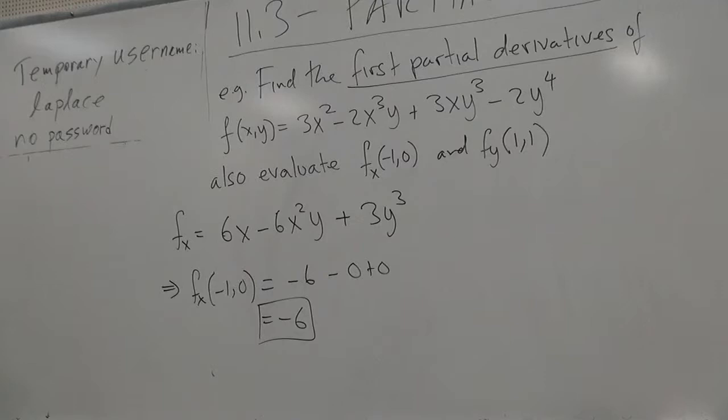Okay, what's fy? F sub y, or partial with respect to y. So if we're differentiating with respect to y, the derivative of 3x squared is 0, because there's no y's in it, it's a constant. Derivative of 2x cubed y? Minus 2x cubed, right? Because you have a constant times a variable, the derivative is just the constant. What else? Plus 9xy squared, minus 8y cubed.